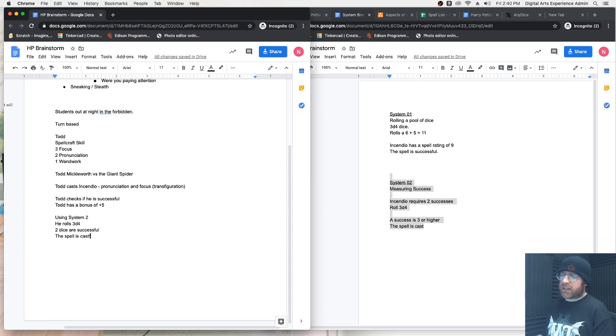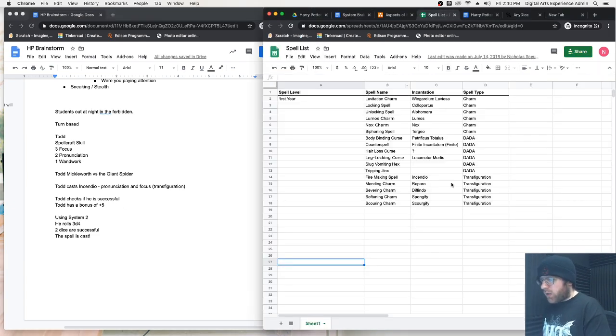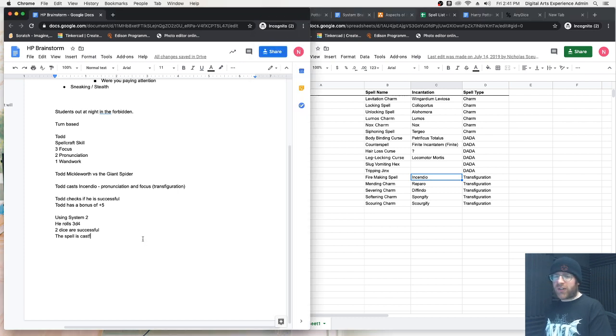I'm using this as an attack spell, essentially, but Incendio is meant to create fire. It's not like a fire bolt or something. We're bending the rules a little bit for this scenario. All right, so we've got Incendio cast. Now the question is, we've successfully cast the spell. Does it hit the spider? We could even say this is another wizard, for example.